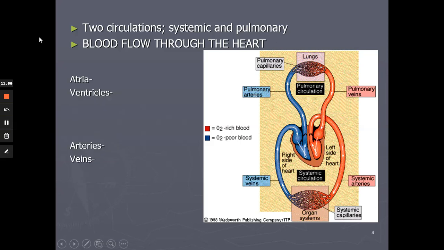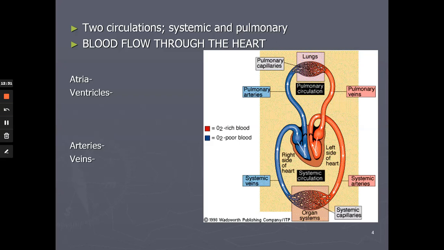All right, the two circulations. There are two circulations in the body, and they are the systemic and pulmonary. Now, for lab, you had to learn the flow of blood through the heart. We're going to continue that for lecture. So don't forget everything that you learned about the flow of blood through the heart, because it's going to matter here in lecture as we talk about the physiology of the heart.